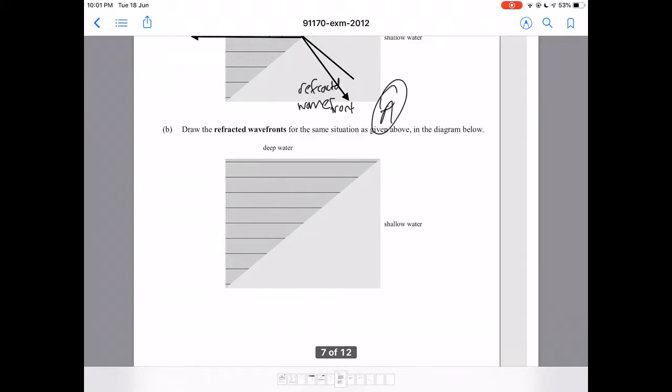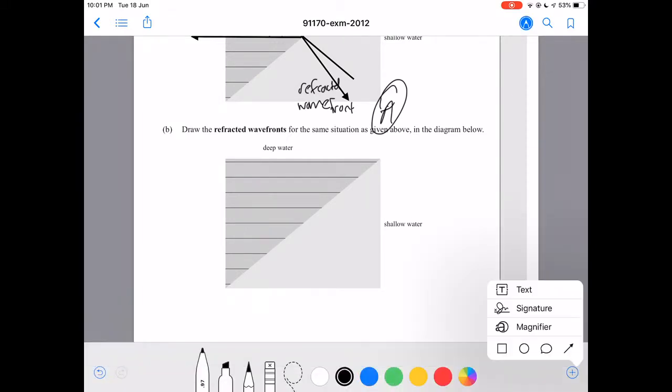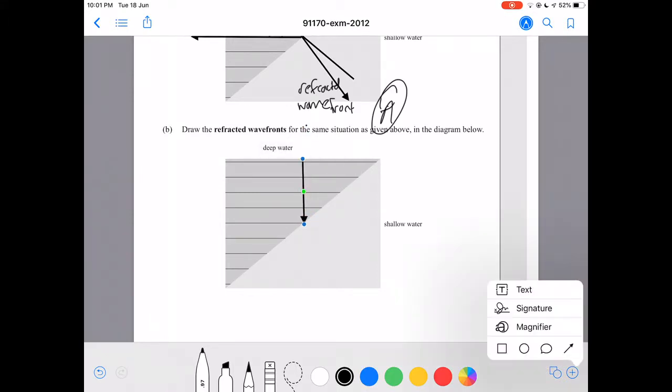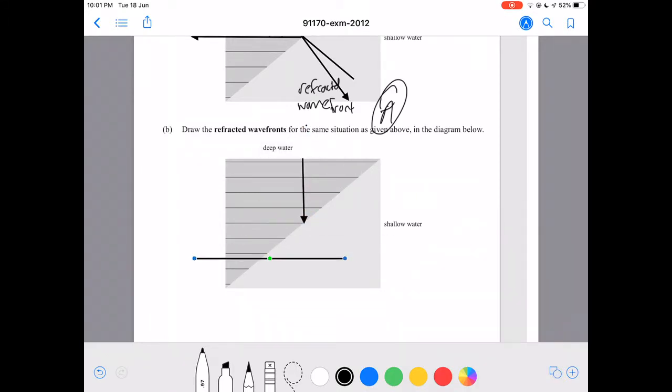Basically, we're going to draw our incident ray. It's going to hit this point. Once again, we're going to draw our normal line. That's 90 degrees, perpendicular to the barrier. So that will be here. I'm going to extend this. There's our normal line. Our wave is going to be bending towards the normal.